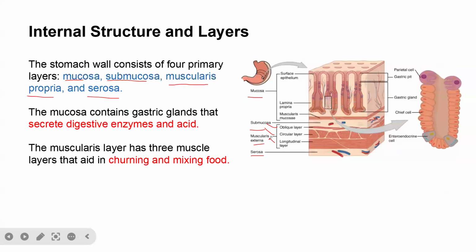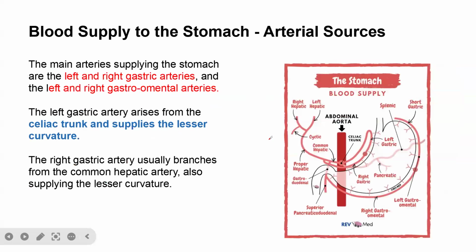So very importantly, then, the blood supply to the stomach, how the blood is supplied to the stomach. The first thing that we are going to look at is the arterial sources. The main arteries that supply the stomach are the left and right gastric arteries and also the left and right gastroomental arteries. These are the four arteries that supply blood to the stomach from the heart.